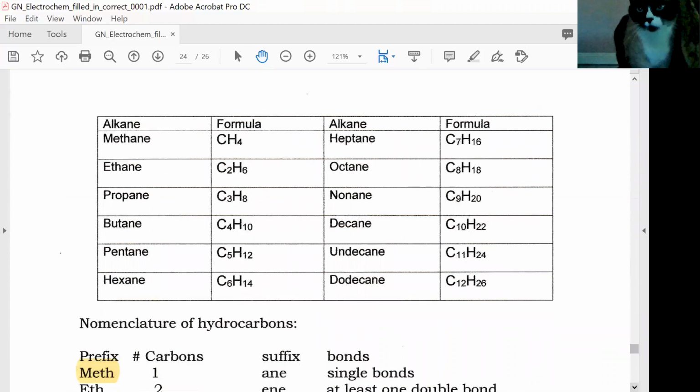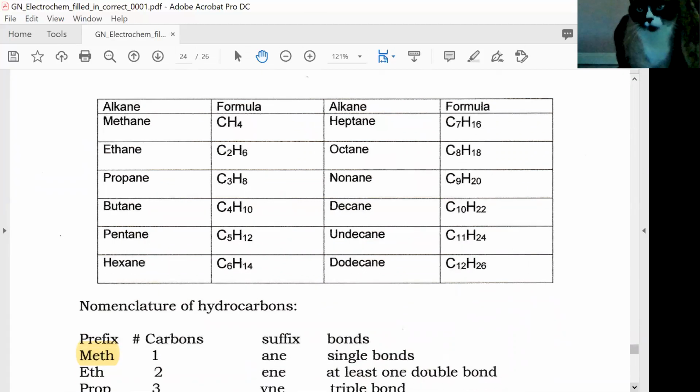Okay, this is not in your notes. You're going to want to add it. You're going to make yourself a little table. So this is the alkane. These are examples of alkanes, and I've given you the formula. So the name is methane. Its formula is CH4. Ethane is C2H6. Propane is C3H8. Butane is C4H10.